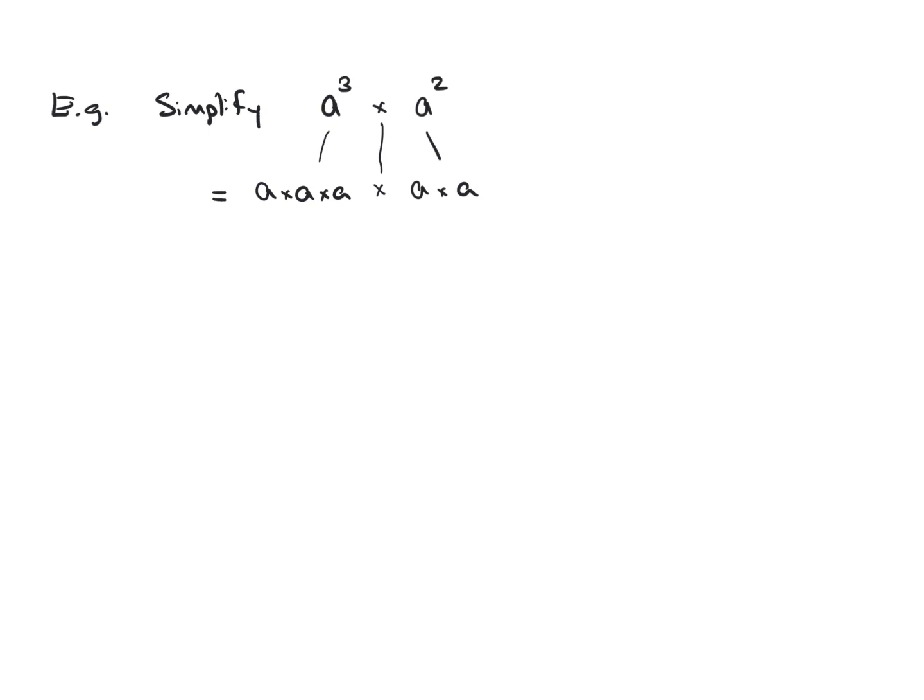If you count how many A's there are being multiplied together, you should count 5 of them. So the answer is A to the 5. Do you notice something about the answer versus the question? Do you notice any relationships between the exponents? You may have noticed that 3 plus 2 equals 5. That's an introduction to the first exponent law we're going to talk about.